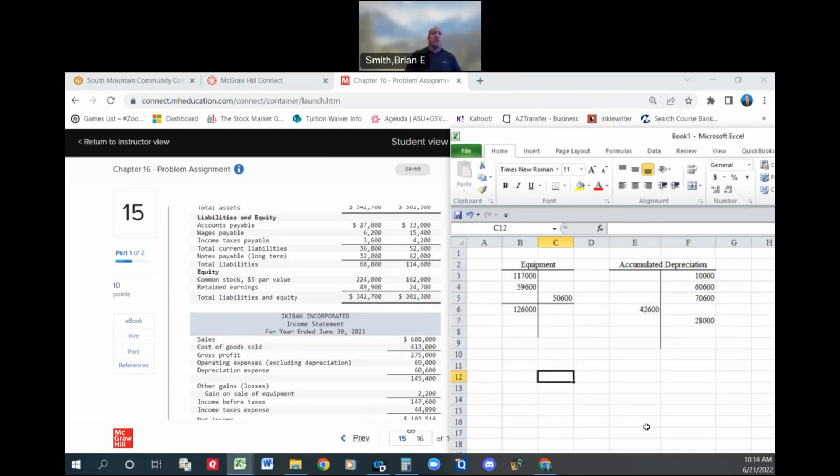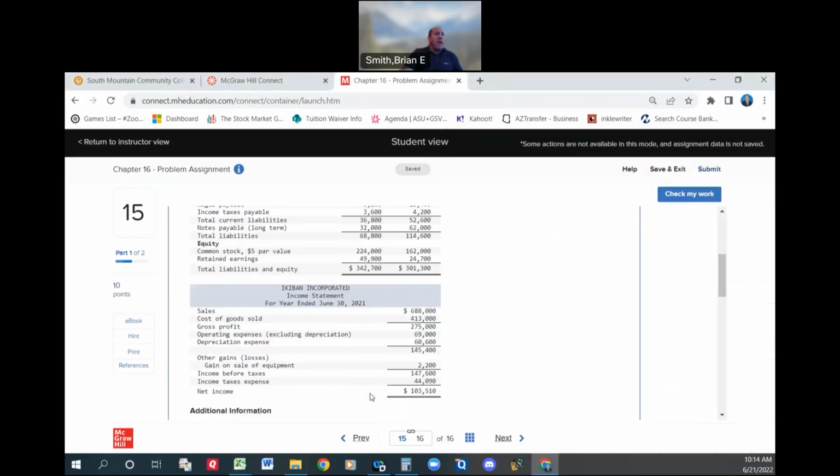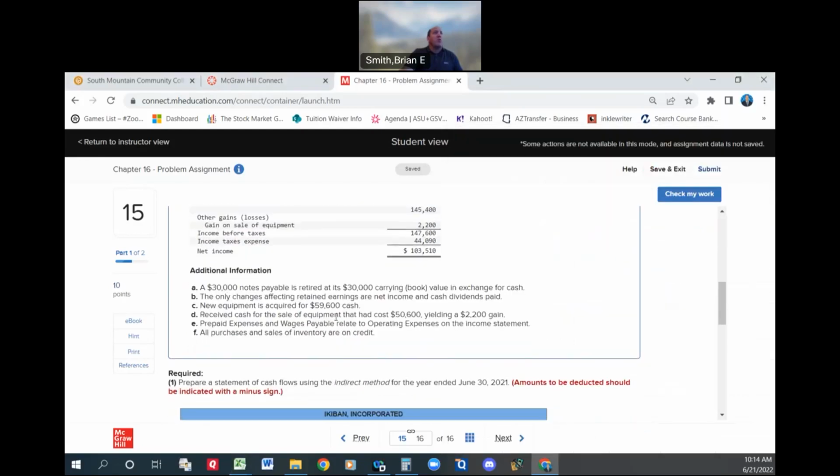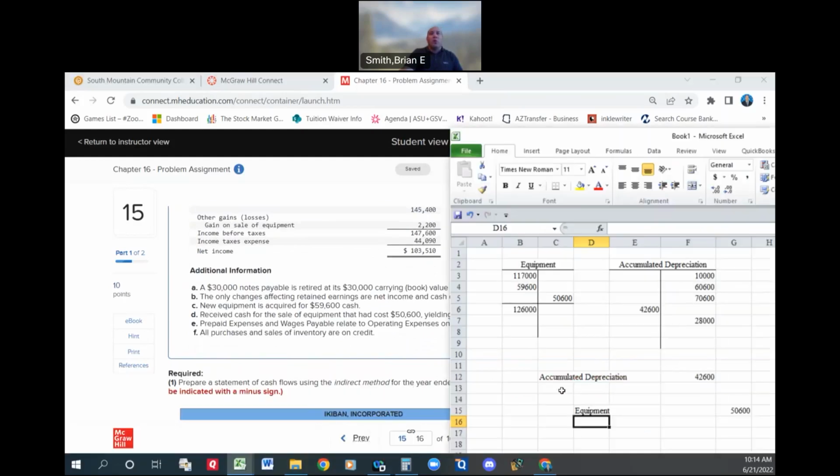So we're going to look at this journal entry. Accumulated depreciation was our debit for $42,600. We had equipment, excuse me, equipment. I'm in my home, so when I sneeze, it's fine. 5,600. And then let's find out what we did as far as cash goes. New equipment is acquired for $59,600 cash. So we got, oh, that's new equipment. Sorry, we received $50,600 cash.